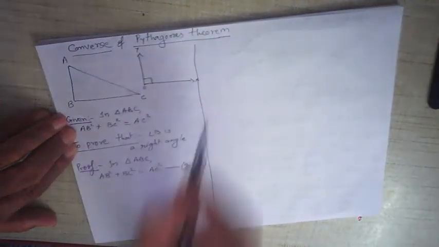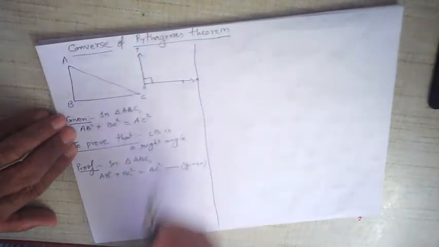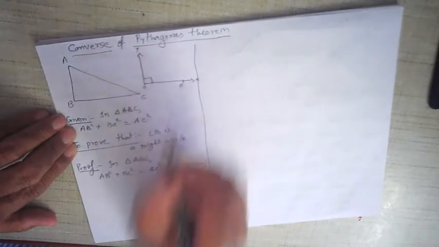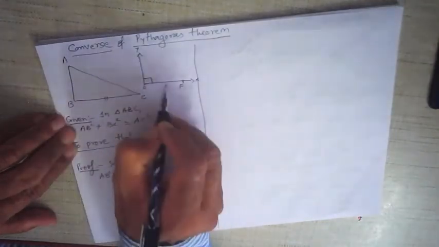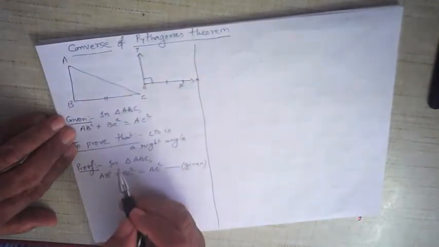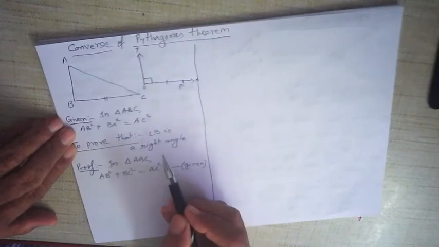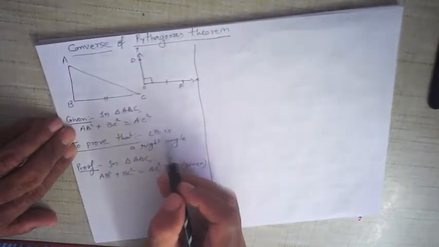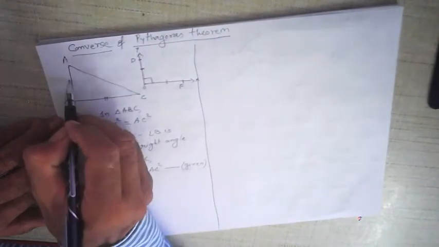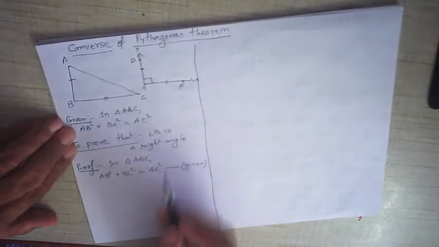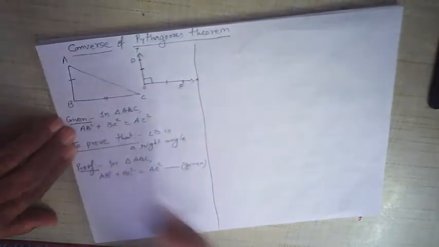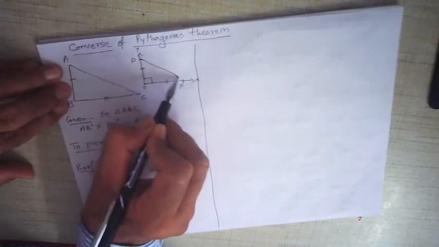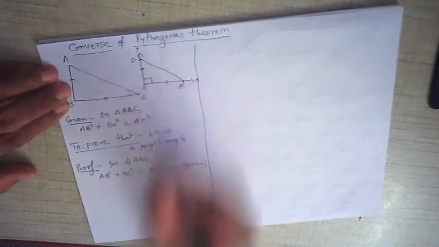Now by point plotting theorem, there is a point, say F, such that OF is equal to BC, and on the y-axis there is a point D such that OD is equal to AB. Like angle B is a right angle, this angle O is a right angle. Now we join D and F. Now this becomes a right angle triangle.